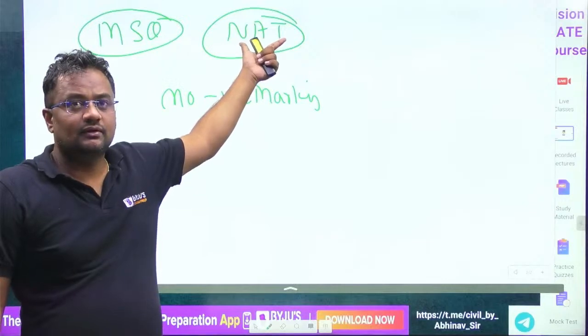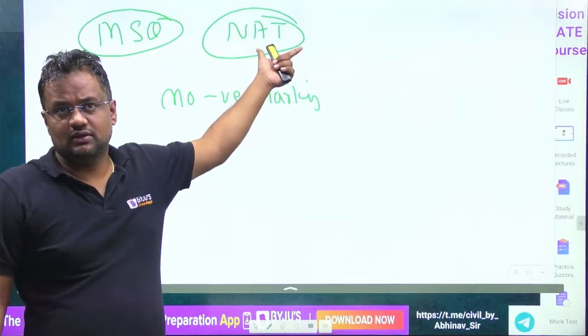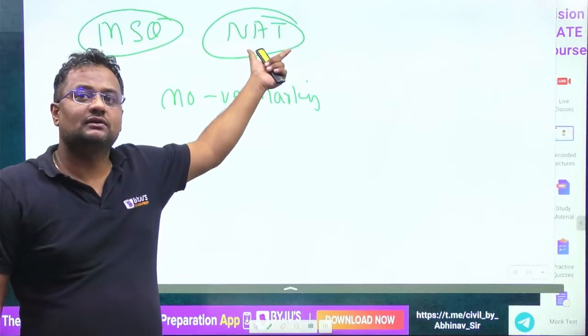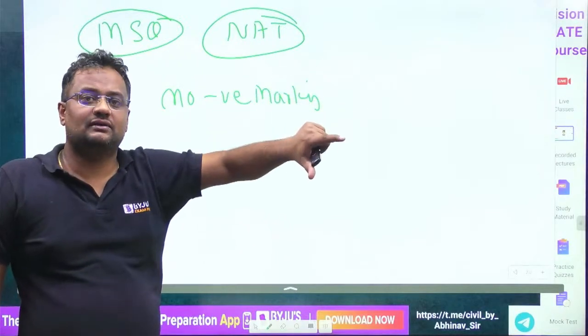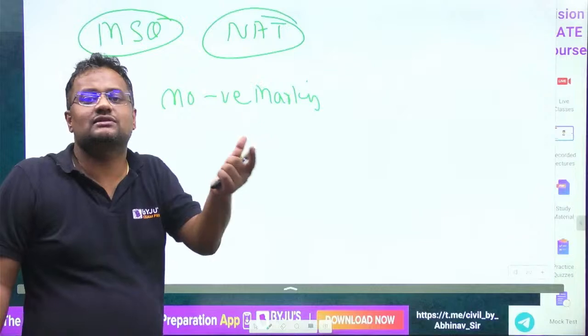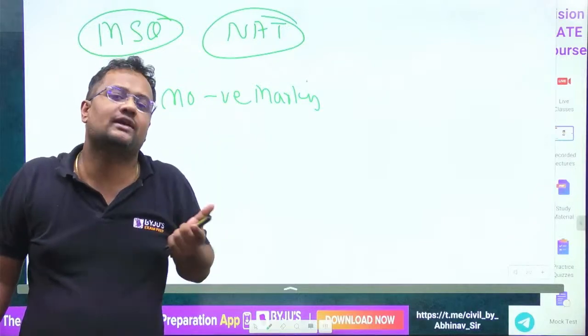In NAT, there are infinite options available. So now, a random answer being correct, if you randomly guess it, is almost impossible. Therefore, no negative marking.